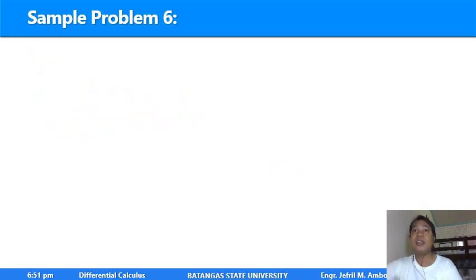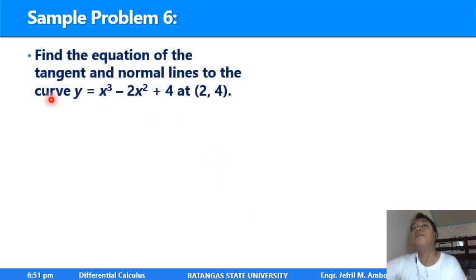So, problem number 6 is about tangent and normal lines. Okay, so this is the problem. Find the equation of the tangent and the normal lines to the curve. So there is a given function here. Of course, this function has a graph. Now, at this point on the graph, ano daw ang equation ng tangent line at saka ng normal line?